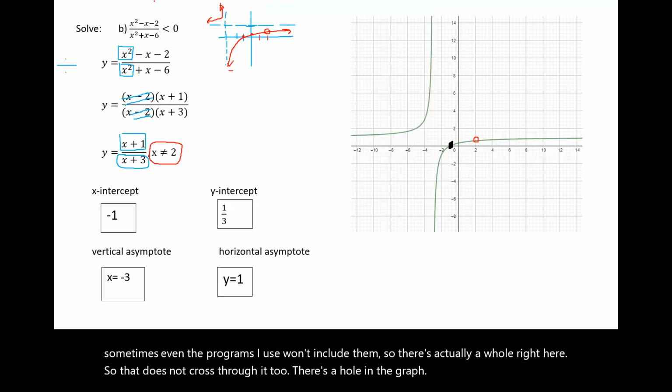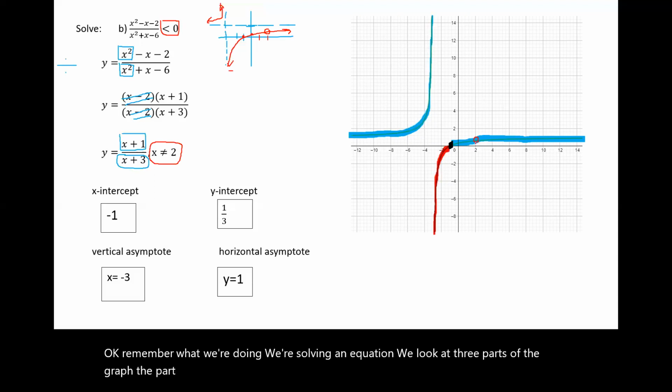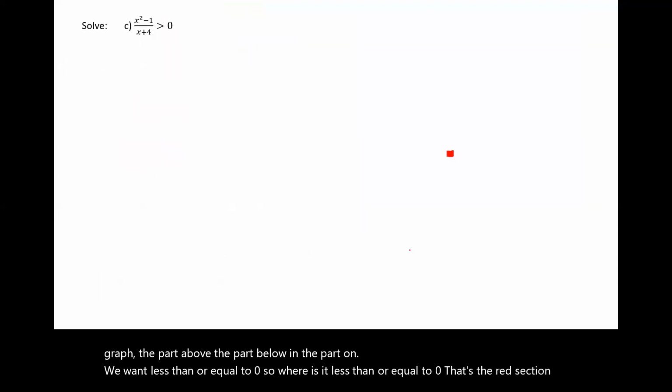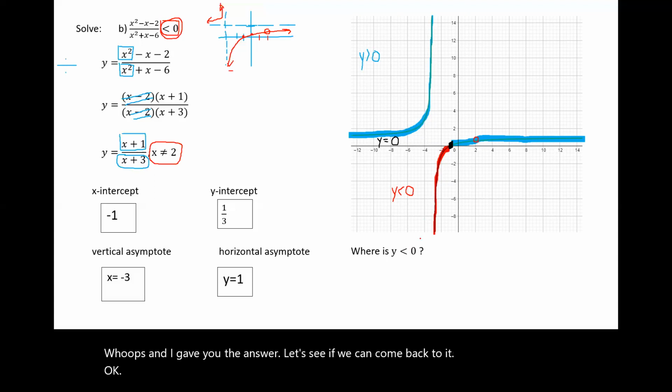Okay, remember what we're doing. We're solving an inequation. We look at 3 parts of the graph, the part above, the part below, and the part on. We want less than or equal to 0. So where is it less than or equal to 0? That's the red section. Whoops, and I gave you the answer. Let's see if we can come back to it. Okay. Less than or equal to 0.